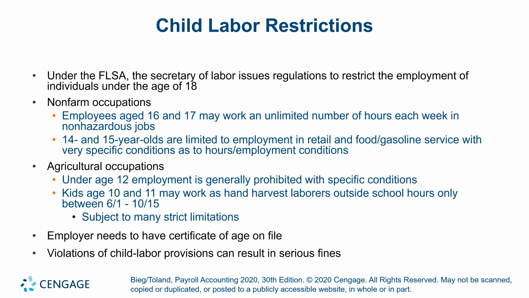Children age 14 and 15 may be employed, but only during hours when school is not in session. No child under the age of 16 may be employed in a hazardous farm occupation, such as operating large tractors, corn pickers, cotton pickers, grain combines, and feed grinders. So just a few of those things that have to be followed. The employer needs to have a certificate of age on file.